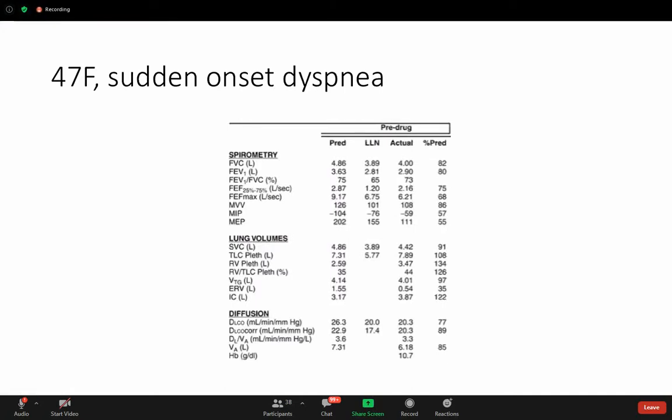Next, VC. Okay, you ask for a VC. It's actually 4.8 as predicted. She had 4. She is 82% of predicted, but she is above the lower limit of normal. So she's okay. So what's next?